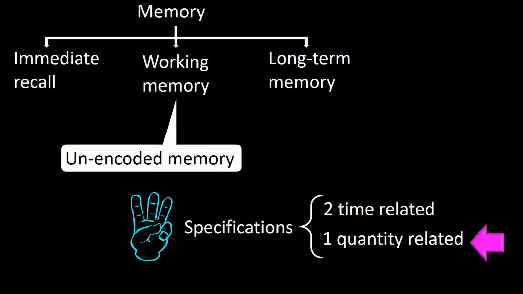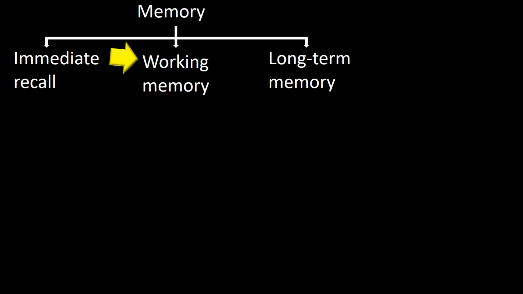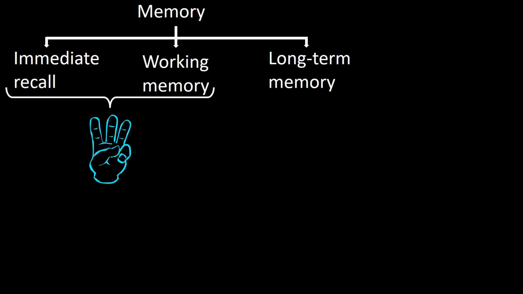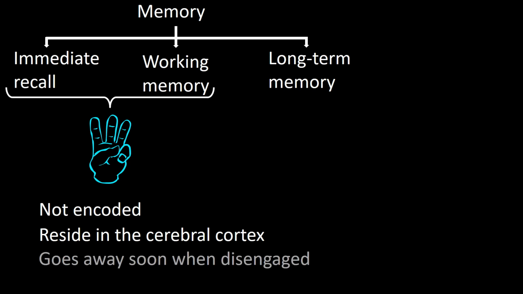The one quantity-related specification for working memory is that working memory only holds 7 to 9 items of information. Working memory and immediate recall have three things in common. The information kept in these memories is not encoded. The information is kept in the cerebral cortex, and the information is disregarded shortly after its continuous use stops.